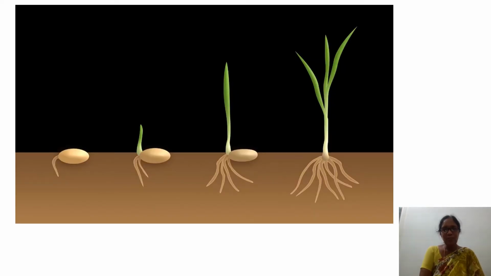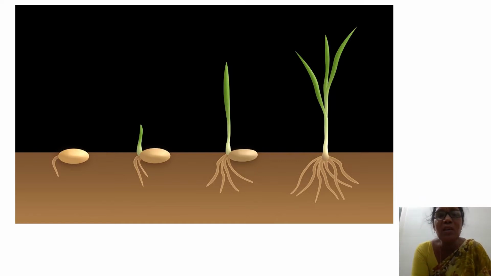Look here. What is this? What is the plant? Yes, it's a grass plant. Look at the plant. There is a seed. See how the seed is germinating? Roots are going down. Stem is going up. It has only one cotyledon.